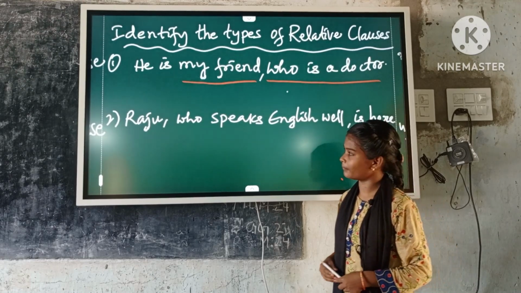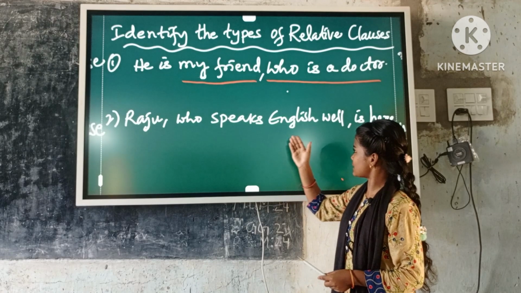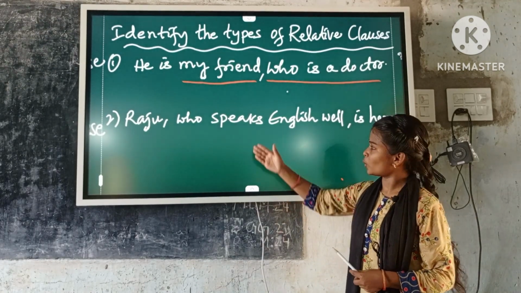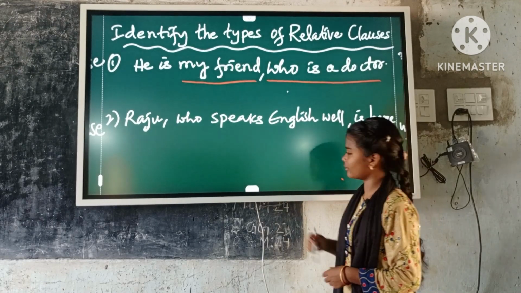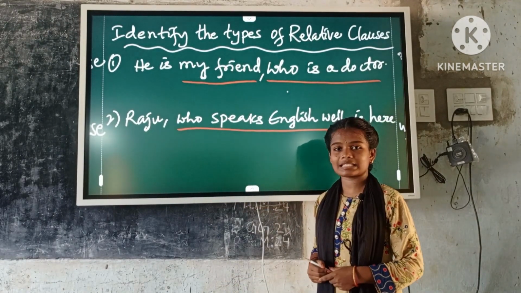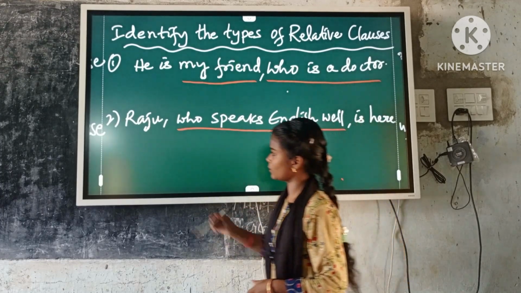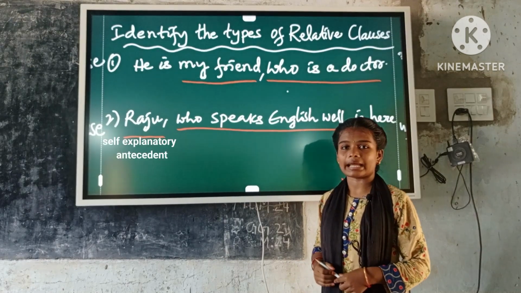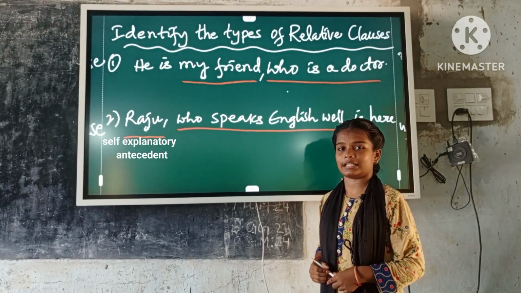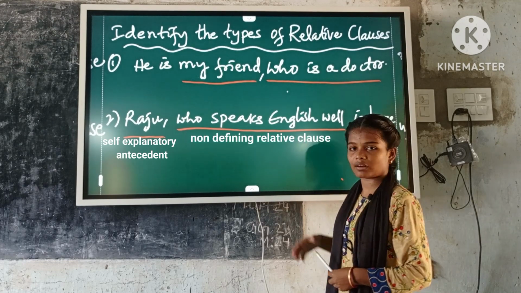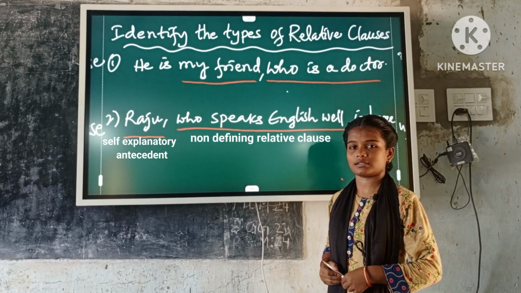Second example. Raju who speaks English well is here. Here relative clause is who speaks English well. Antecedent is Raju. Here antecedent is self-explanatory because it is proper noun. So this clause is called non-defining relative clause.